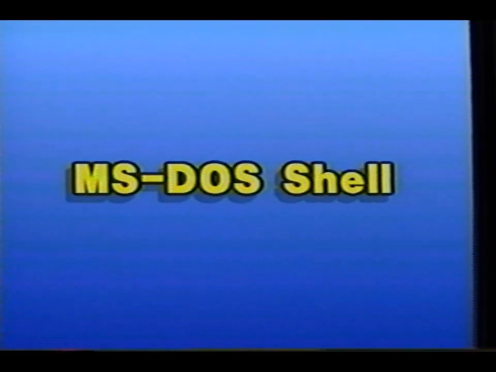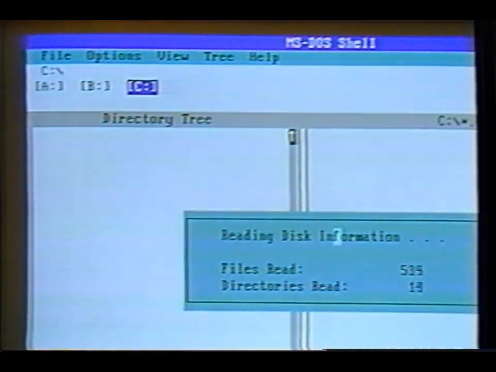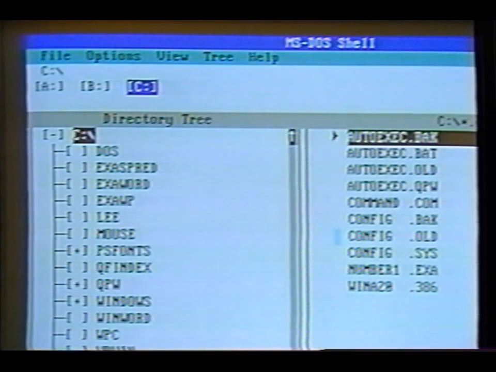In the next section of our video, we'll show how to use an easier, more visually oriented method of using the DOS commands, called the DOS shell. We activate the DOS shell by typing DOS shell from the DOS prompt. This is DOS-SHELL. It's all one word. Then we hit enter. And the DOS shell is immediately activated.